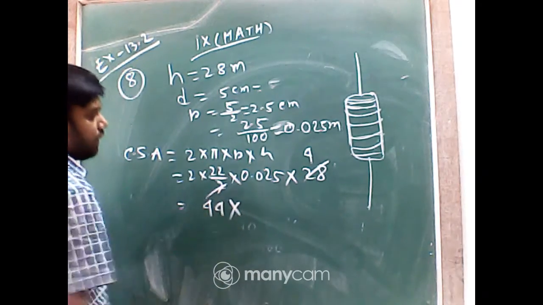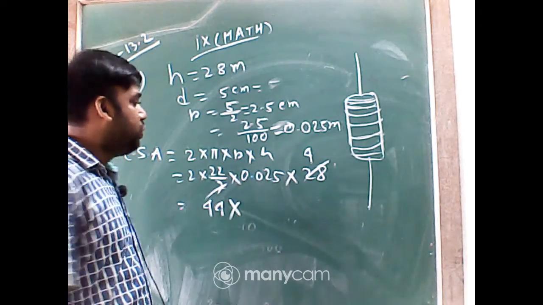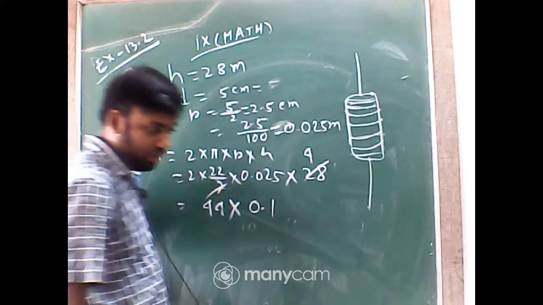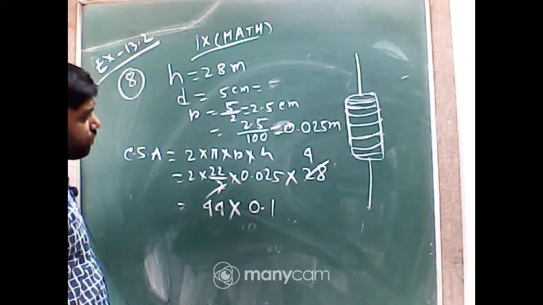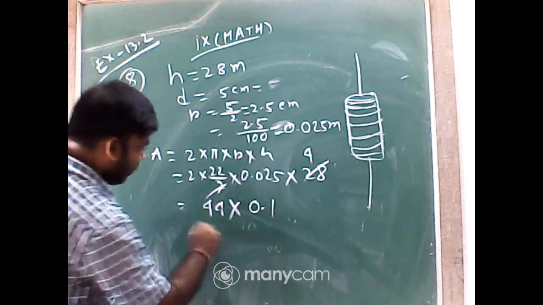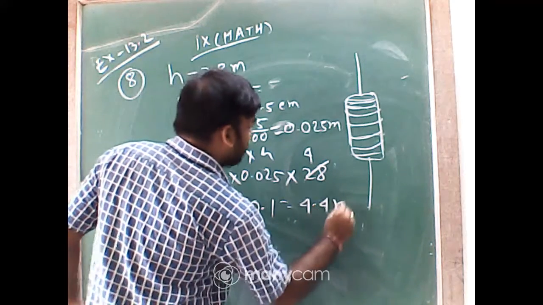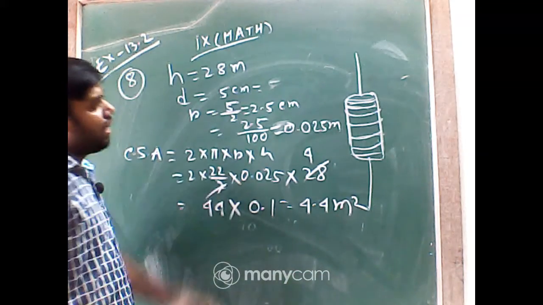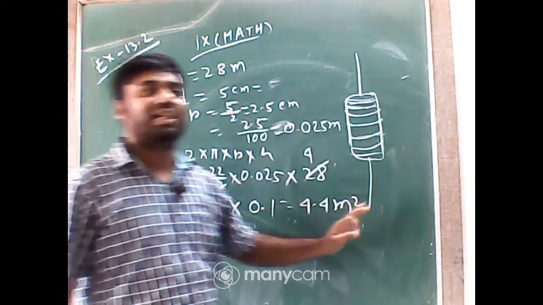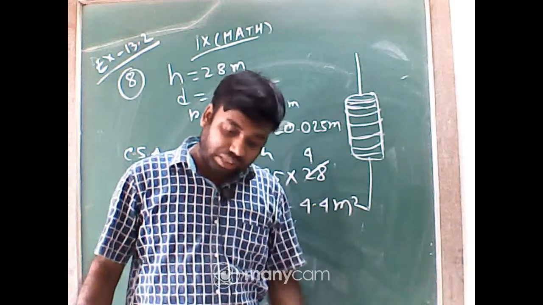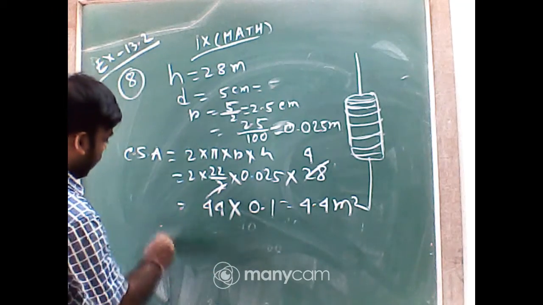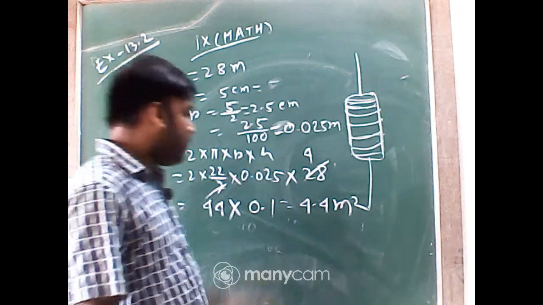Now just look at the calculation. 44, 0.25 into 4 will be 0.1. Now 0.1 into 44 is 4.4 meter square. So the area of the radiating surface of that hot water heating system is 4.4 meter square.